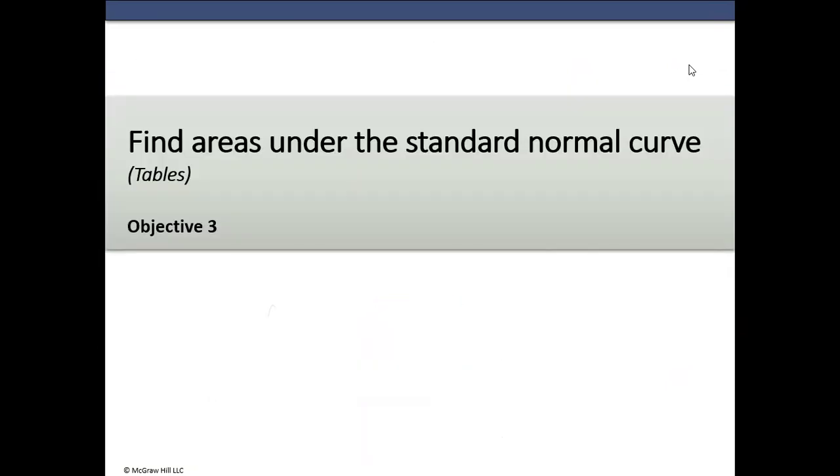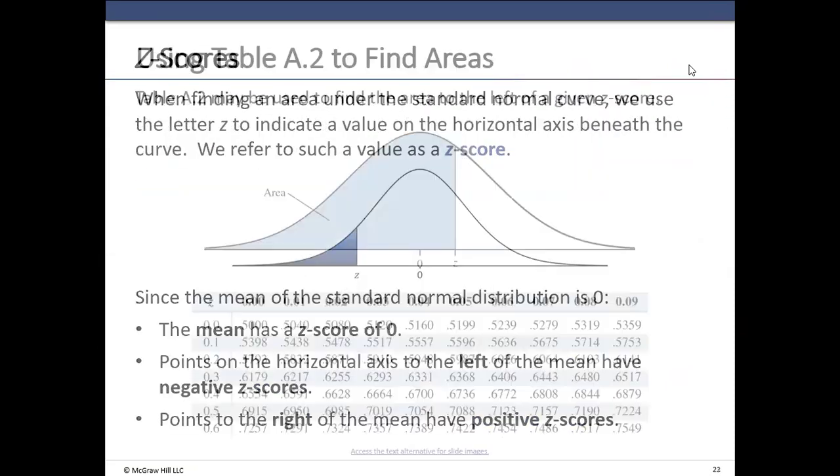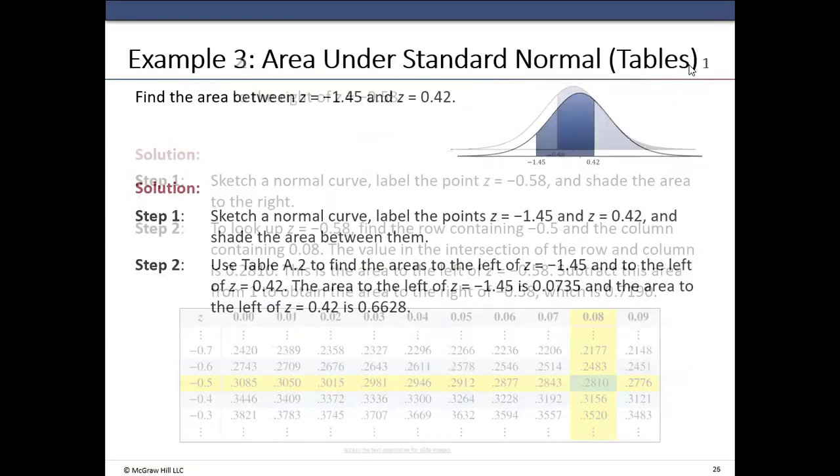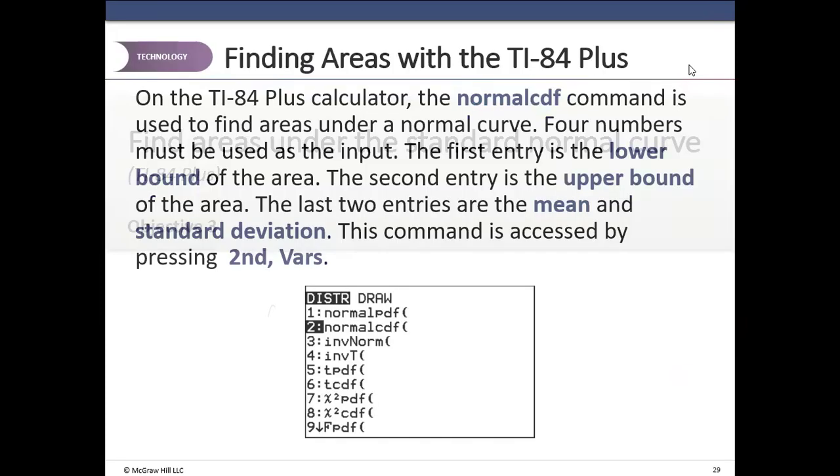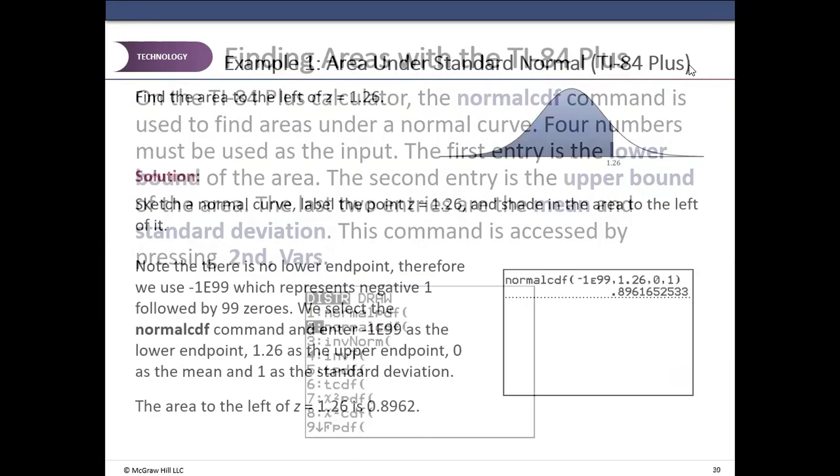in different cases. So we will forget the tables. We're not going to use the tables. We will go directly to the calculator. So TI-84 Plus. On the TI-84 Plus calculator, the normal CDF command is used to find the areas under a normal curve. 4 numbers must be used as the input. The first entry is the lower boundary of the area. The second entry is the upper boundary of the area. The last 2 entries are the mean and the standard deviation. This command is accessed by pressing 2nd and VARS.